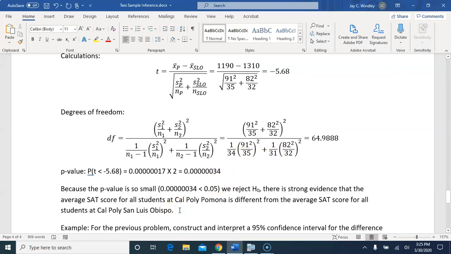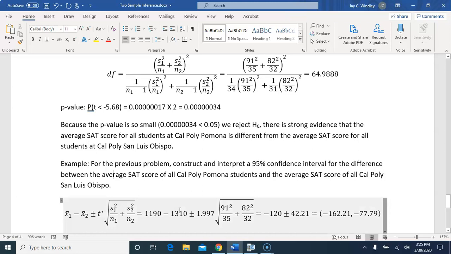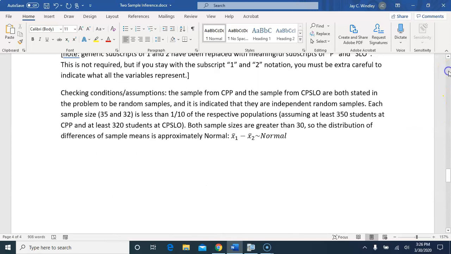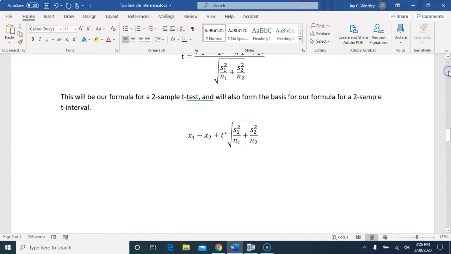Okay, so the second part of 2 sample inference for means would be to do a confidence interval. So let's say for the same data, let's say we were asked to construct and interpret a 95% confidence interval for the difference between the average SAT score of all Cal Poly Pomona students and the average SAT score of all Cal Poly San Luis Obispo students. So the formula that we had up here, right there, formula for a 2 sample t interval.